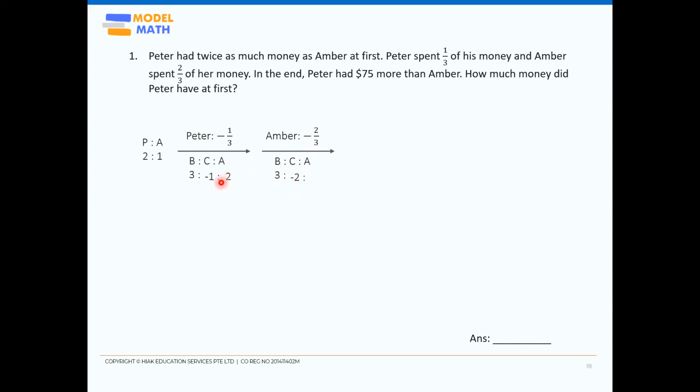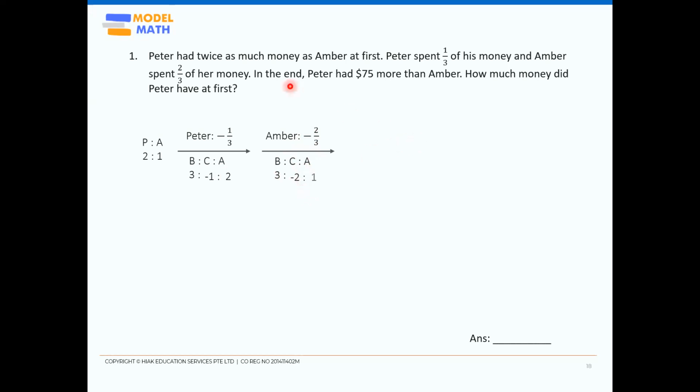So your change must either be a minus or plus. If this is a plus, then of course there's an increase for the change. Now what happens after that? She's left with only 1 unit because 3 minus 2. So this is how you write down the BCA ratio.